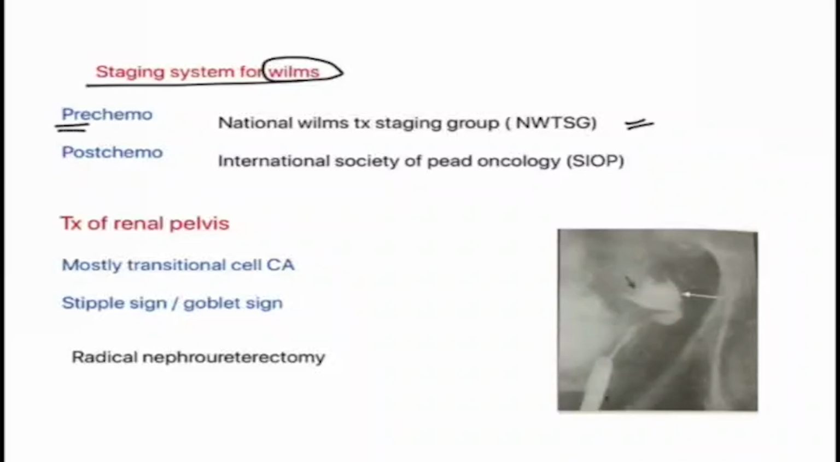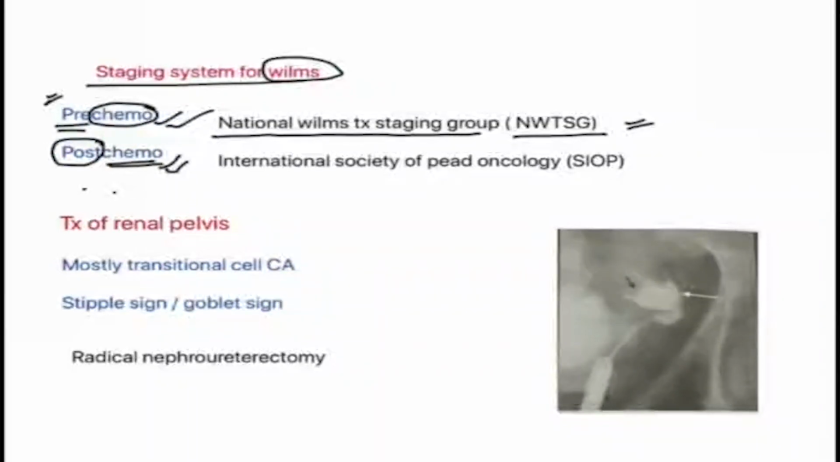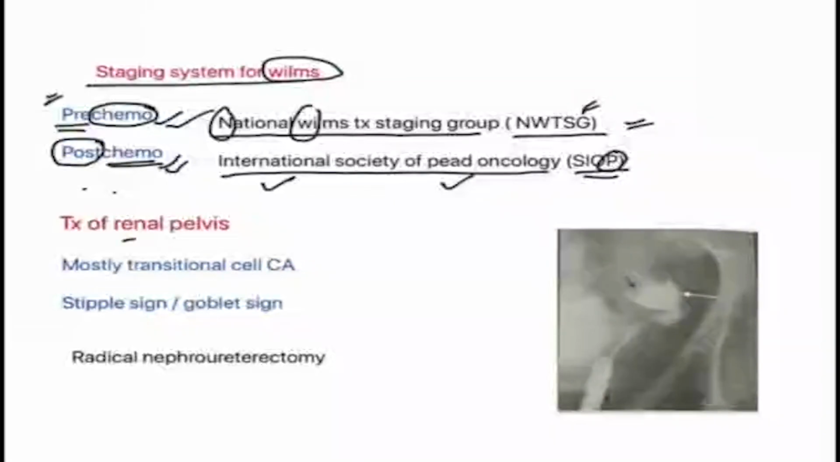Now questions have been asked on the staging system of Wilms. So only two names to be remembered. One staging system is for pre-chemo, that is before chemotherapy at the time of surgery, and the other is post-chemo, that is when neoadjuvant chemotherapy has been given and staging is done at the time of surgery. So pre-chemotherapy, National Wilms Tumor Study Group, NWTSG, and post-chemotherapy, International Society of Pediatric Oncology, SIOP. So SIOP is post-chemotherapy and National Wilms staging is pre-chemotherapy.